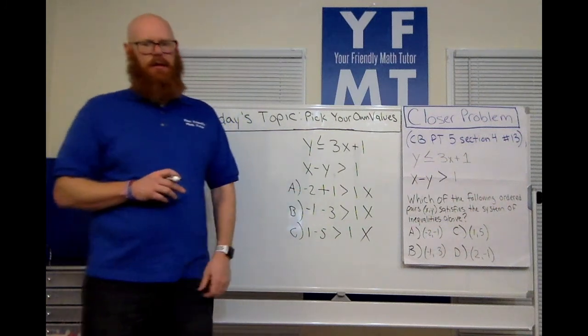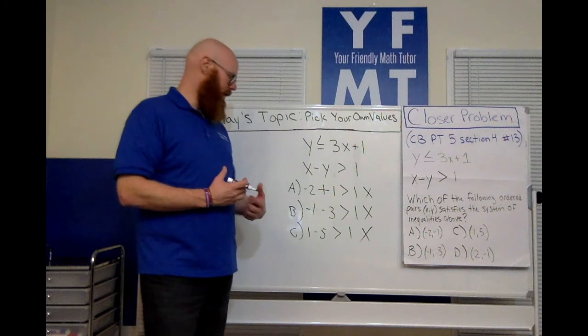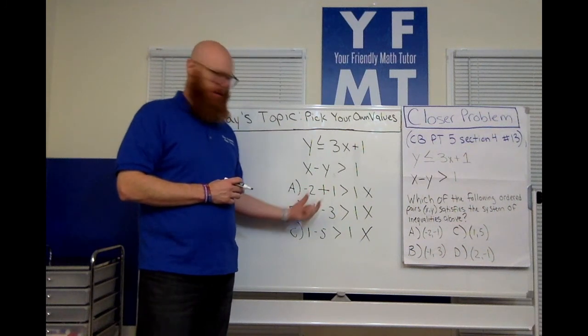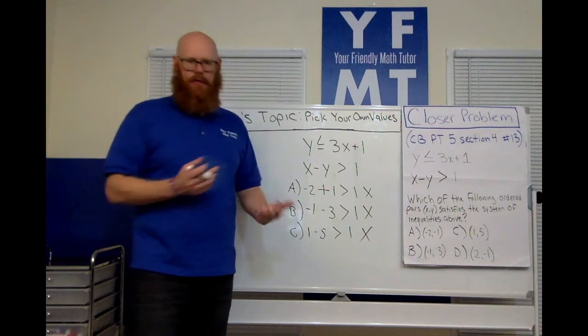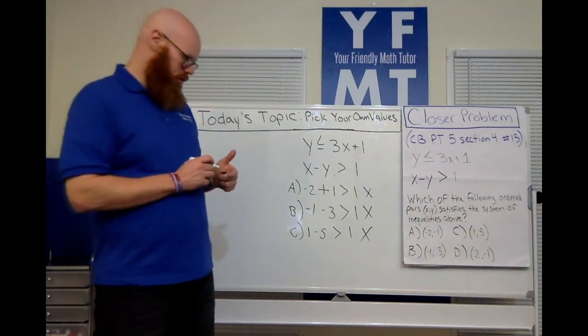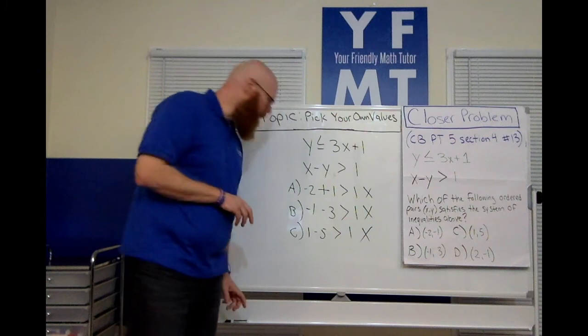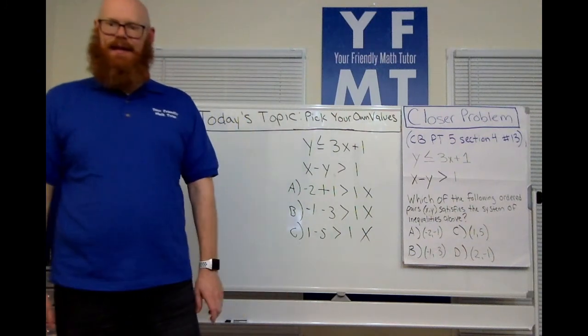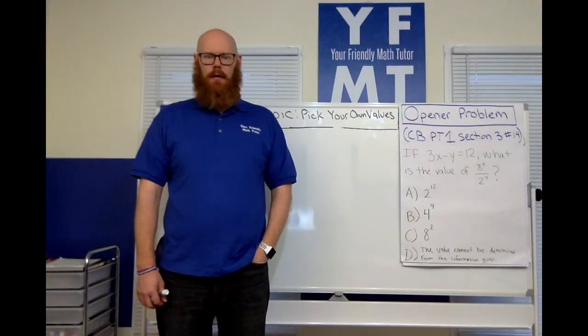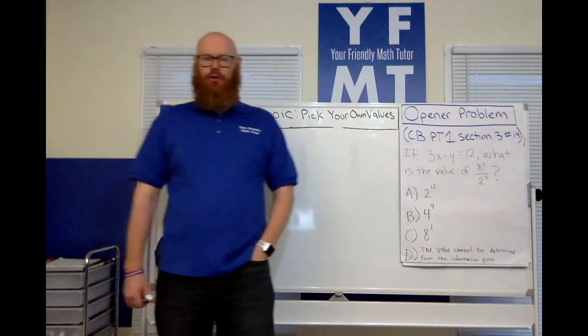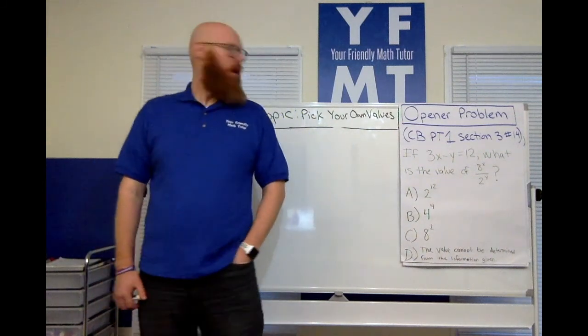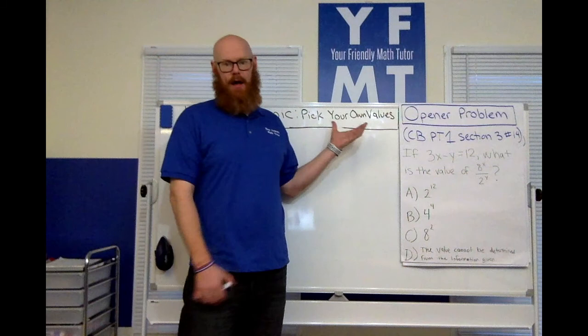But honestly, if you're really practicing and all you're doing is plugging in numbers, if the first 3 don't work, then the 4th one is going to work. So therefore, we get answer choice D, and that is it, and we can move on to today's lesson. All right, let's move on to today's topic, which is going to be pick your own values.